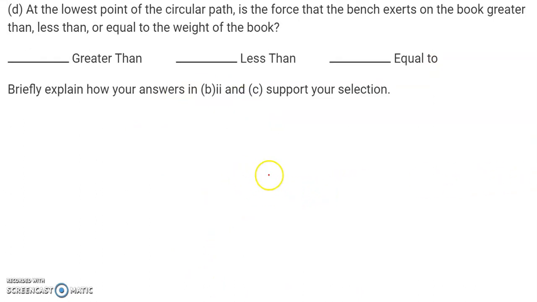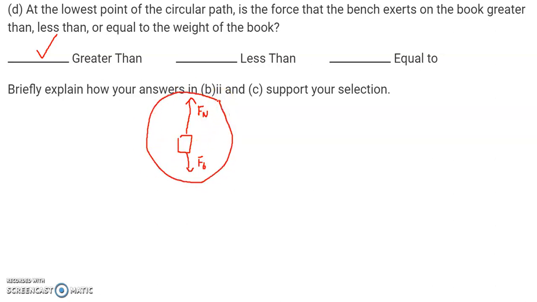Part D. At the lowest point, is the force that the bench exerts on the book greater than, less than, or equal to the weight of the book? We already said it was greater than, right? We said that the normal force had to be greater than the force of gravity. This is because we needed a net force pointing towards the center, which is called the centripetal force. And that's how this book is able to stay in circular motion.